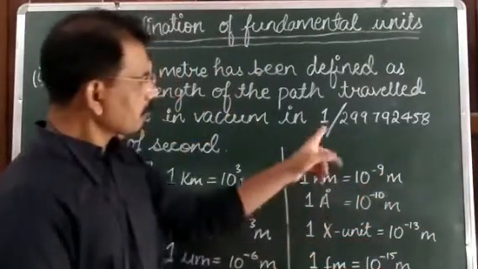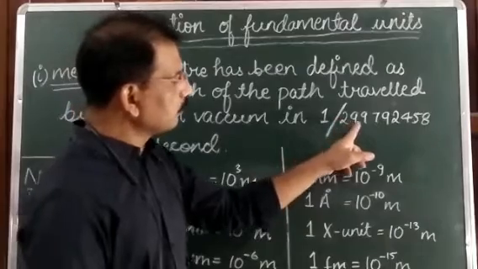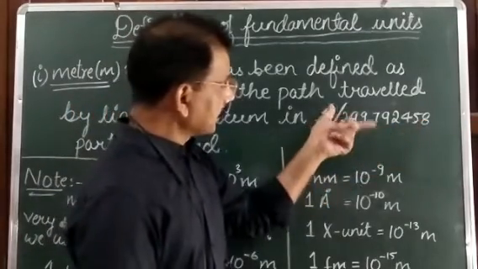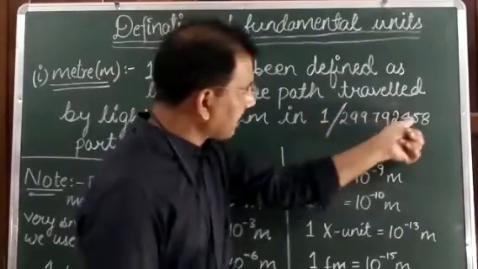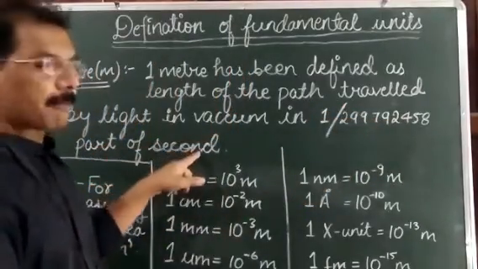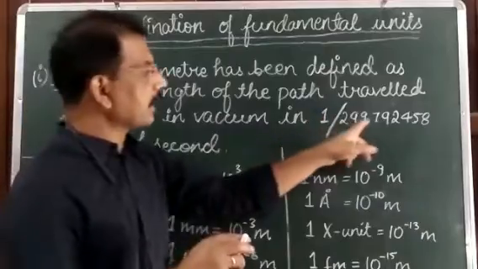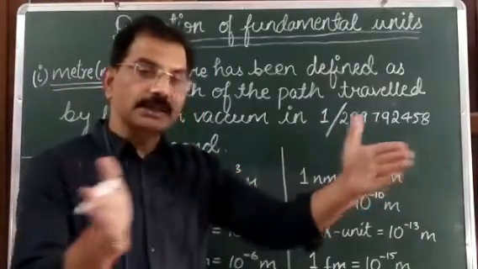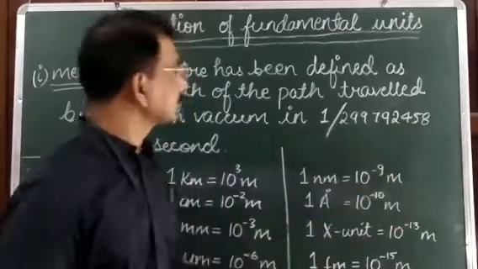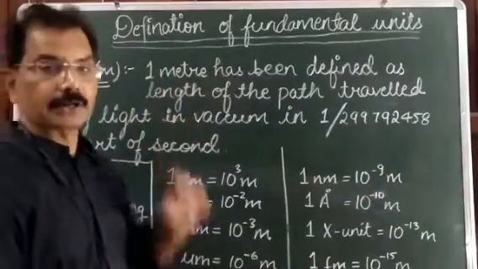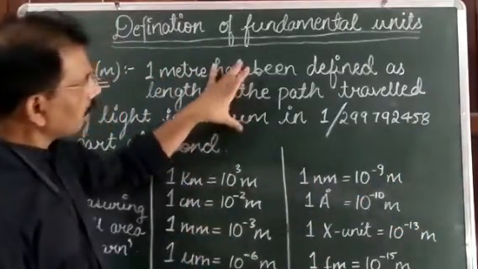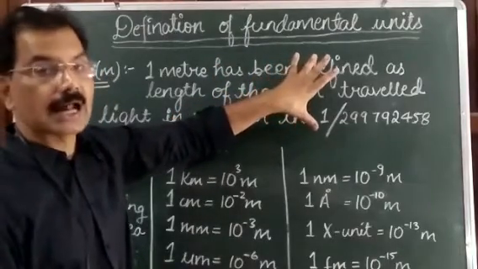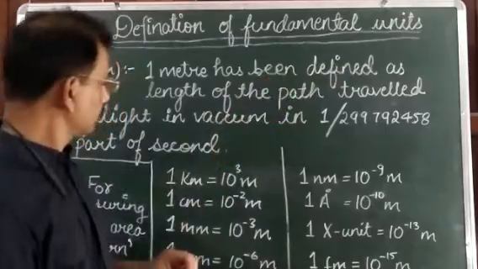So simply, 1 upon 299,792,458 इतने part of 1 second में जो भी डिस्टेंस वैक्यूम में ट्रेवल की जाएगी वही डिस्टेंस क्या कहलाएगा? 1 meter. So dear student, you learn this definition as it is because this one is accepted at international level.